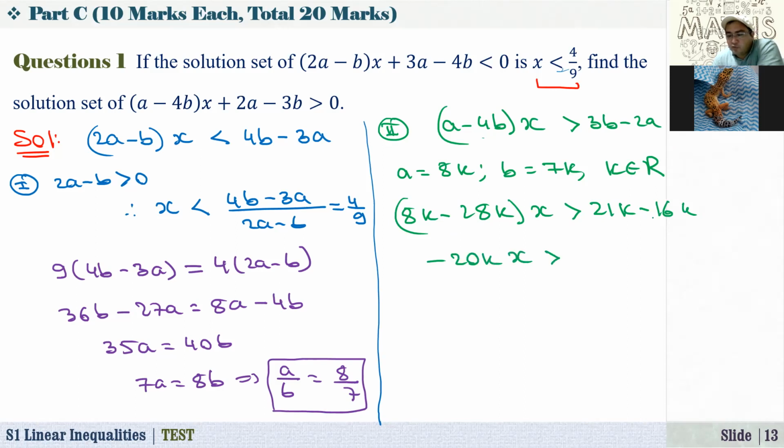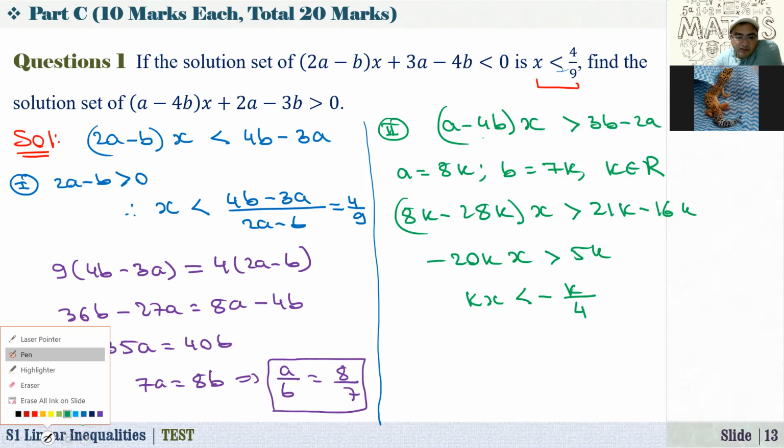X is greater than 21 minus 16. That is 5K. Or if you just divide both sides by minus 20, here we have KX less than minus K over, what is it? 5/20. That's equal to K over 4. That's 5/20, right? So I just divided both sides by 20. Okay, it's a positive. But I have no idea about this K. That's why I couldn't divide this.